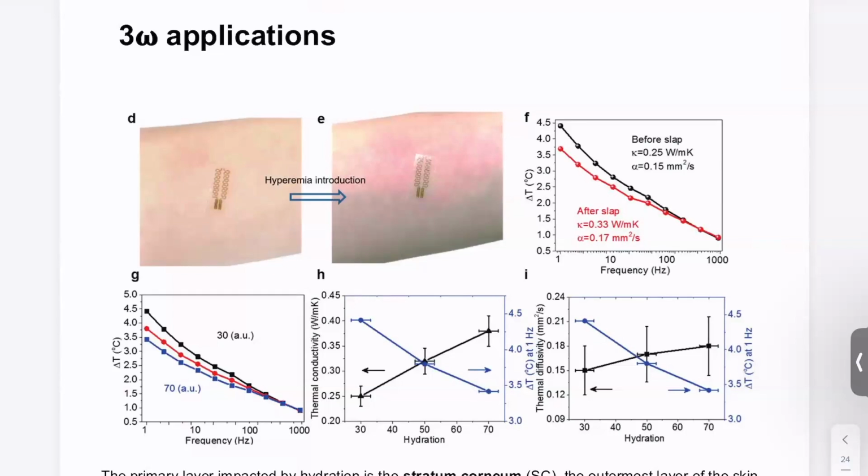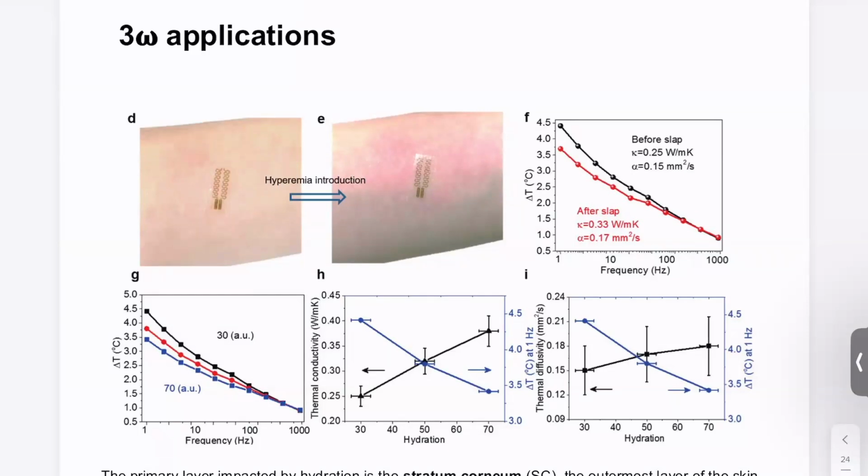Just to show you an application of the 3 omega method. So we first place the device on the skin. We measure its thermal conductivity. Then we just slap the skin. It becomes red, and we put a sensor there. You will see after slapping, its thermal conductivity increases. Before slap is about 0.25, after slap is about 0.33. Because when you slap the skin, there will be blood flow into the skin. That increases your thermal conductivity.